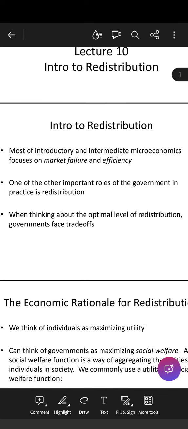Most of the introductory and intermediate microeconomics focuses on market failure and efficiency. One of the other important roles of the government in practice is redistribution. When thinking about the optimal level of redistribution, governments face trade-offs.